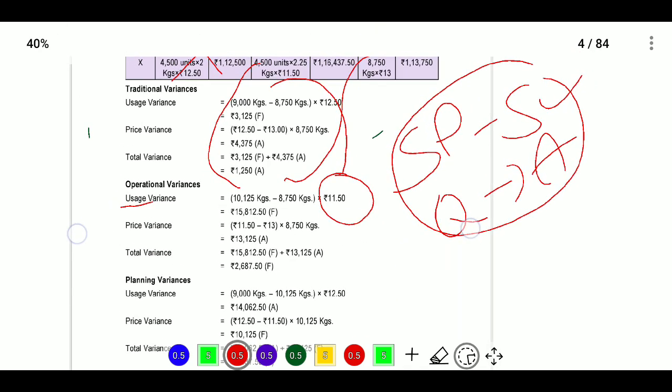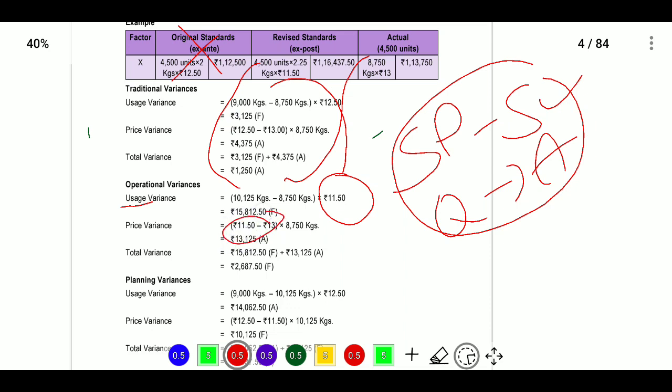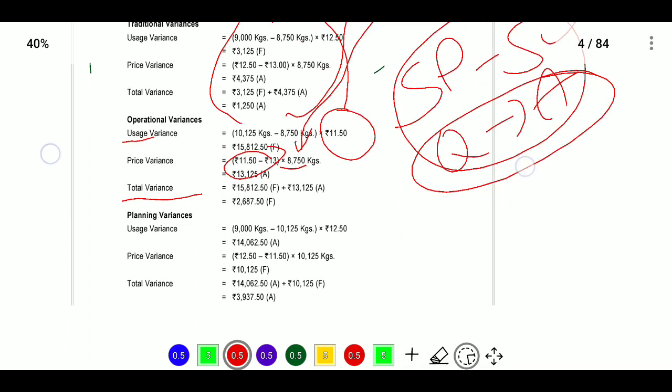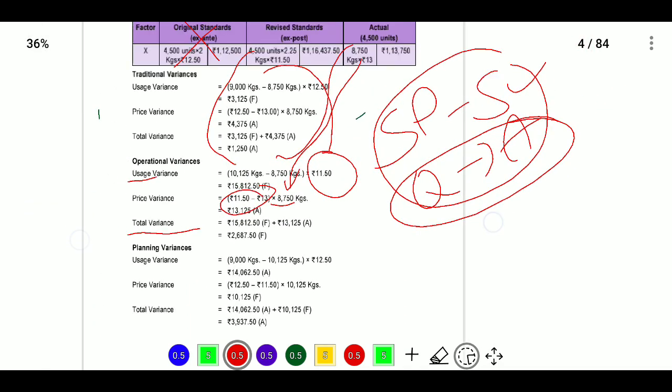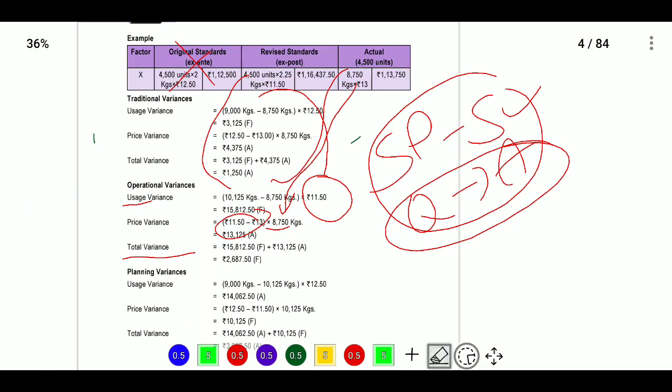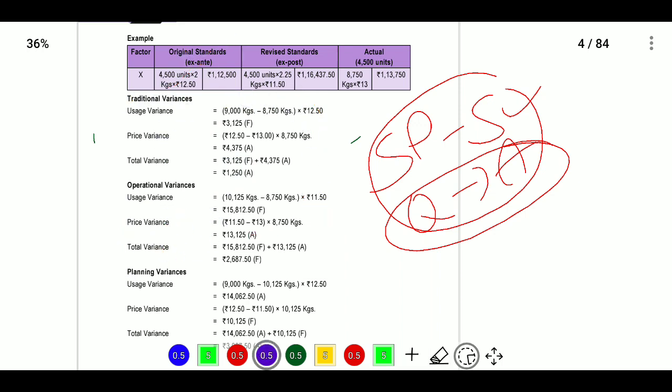Next, price variance means price difference into what? Quantity. Which quantity will we take? Quantity means always actual, so 8750 will be taken. We will get the total variance. Next, now the planning variance. Planning variance means what? These two are both plannings only.